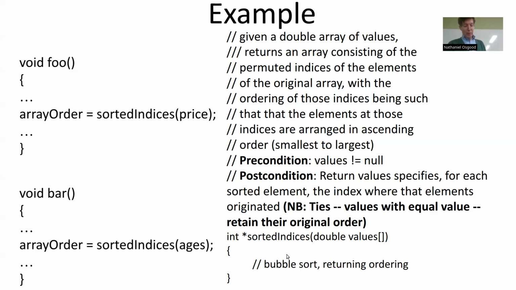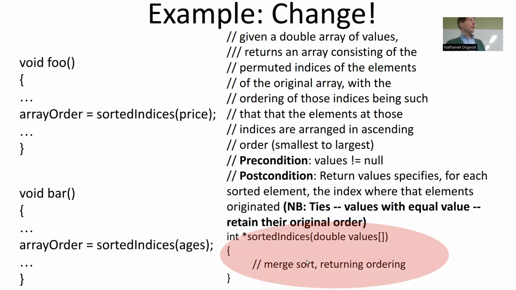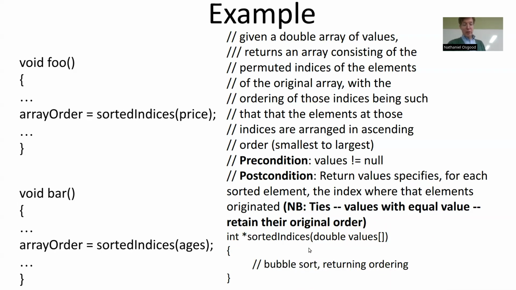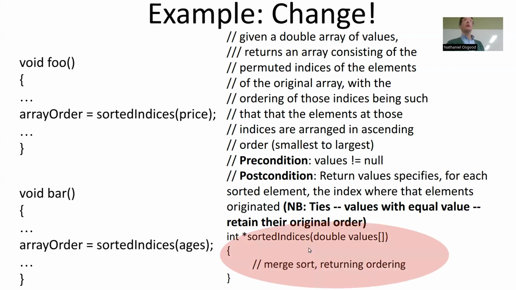And here we might use a bubble sort for this, or we might use a merge sort, and those guarantees are maintained. Why do I say those guarantees are maintained with a merge sort if we go from a bubble sort to a merge sort? Colin may know.